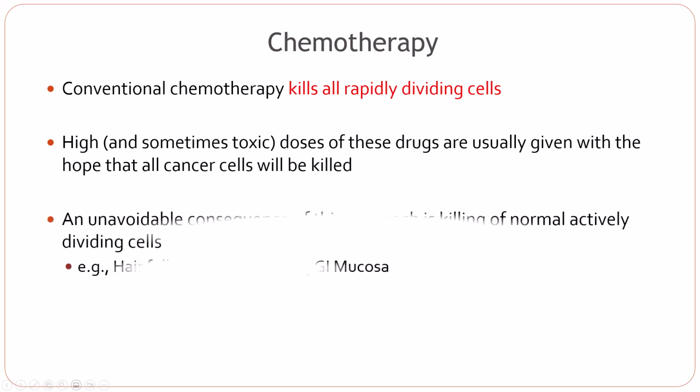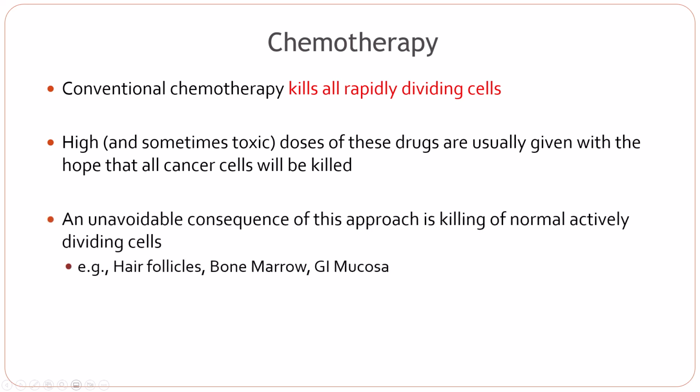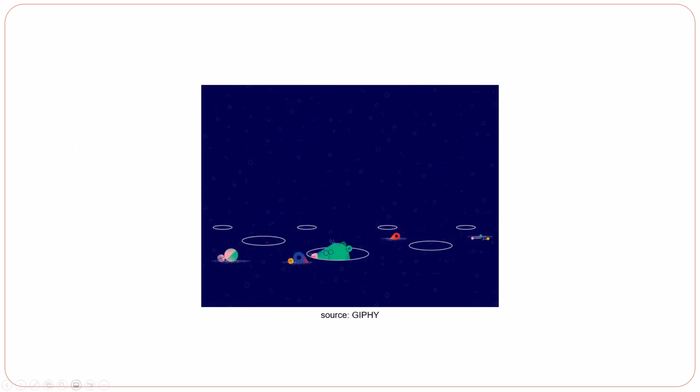Now, when you're killing all rapidly dividing cells, an unavoidable consequence of this approach is killing of normal actively dividing cells. For example, hair follicles, bone marrow, GI mucosa. Thus, any tissue which is dividing rapidly will be killed by these agents. It won't be able to differentiate between cancer cells and normal cells.